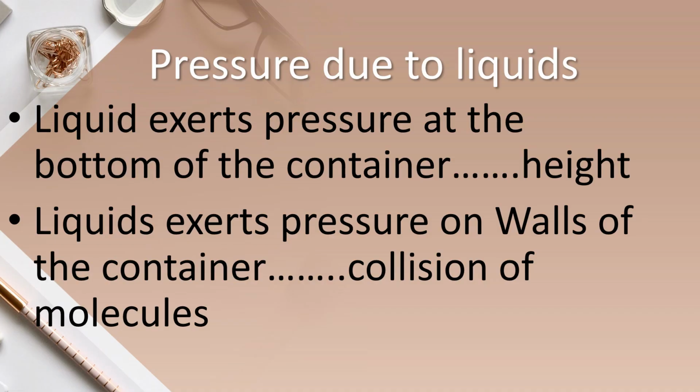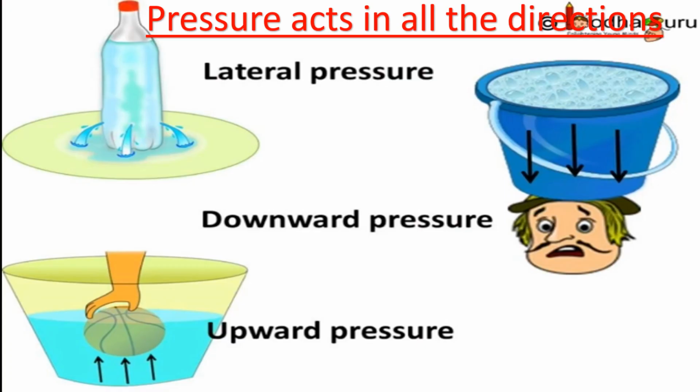Children, in liquids the pressure will be at the bottom of the container and also the walls of the container. If the height of the water increases, there will be more pressure. The pressure is exerted on the walls of the container just because of the collision of molecules. Children, we'll learn this by some activity. So before learning the activity, we will learn about the liquids.